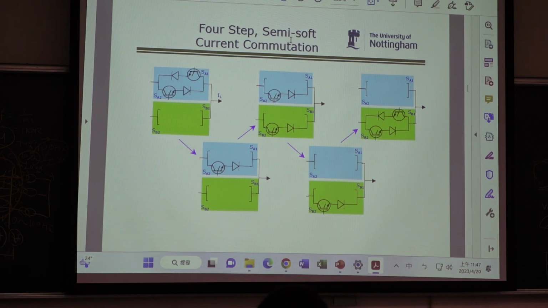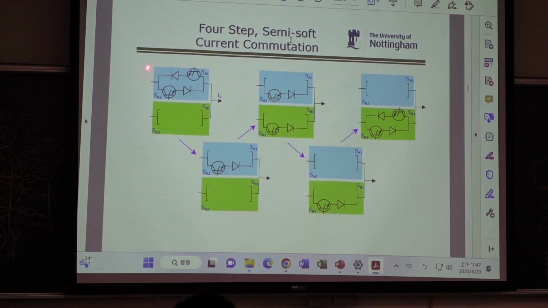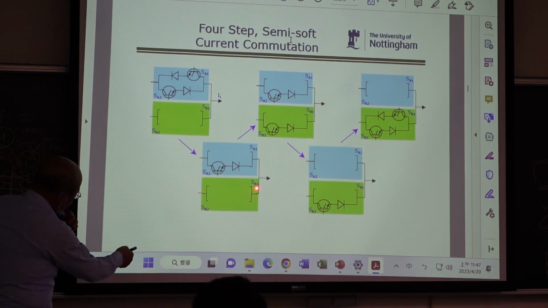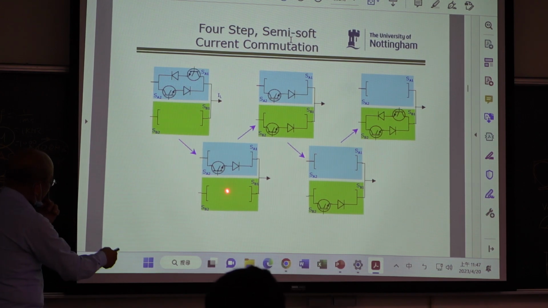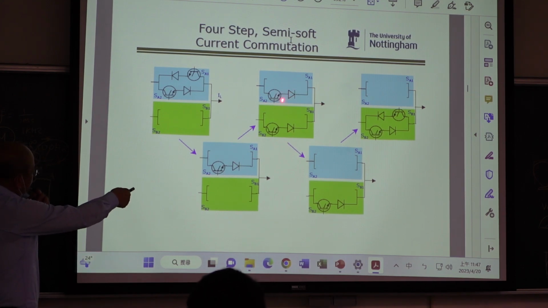So what is 4-step? First, this is closed, this is open. Then because the current goes this way, I know this one is useless, so I can open this one. So we can make sure the current goes this way. So this is the second step. And then we have current going this way. Then I can turn on this one, because this goes this way, this goes this way. They can share half, right? So 5 ampere, 5 ampere.